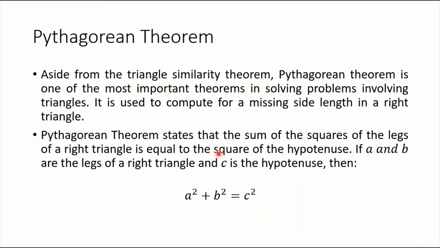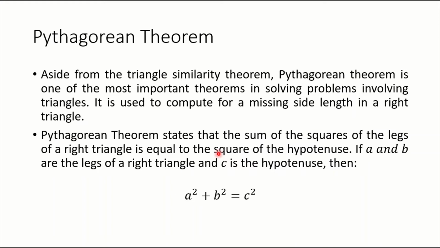So after we have the similarity theorem, let's proceed with Pythagorean theorem. Aside from the triangle similarity theorem, Pythagorean theorem is one of the most important theorems in solving problems involving triangles. It is used to compute for a missing side length in a right triangle. Do not forget that you can only use Pythagorean theorem in right triangle. You cannot use it to other kind of triangle.